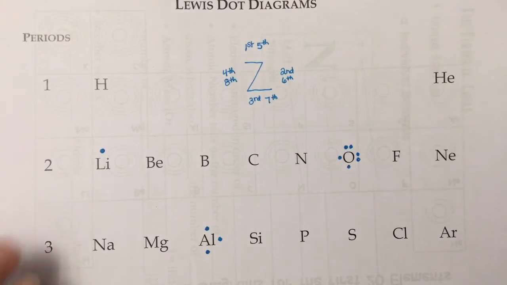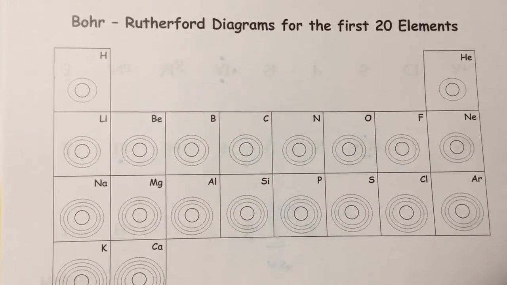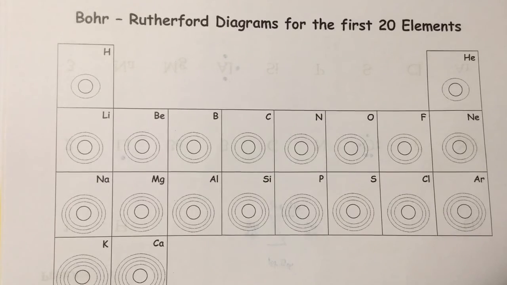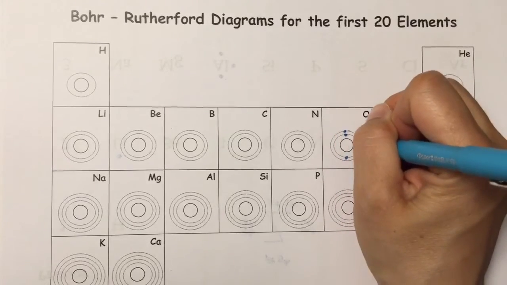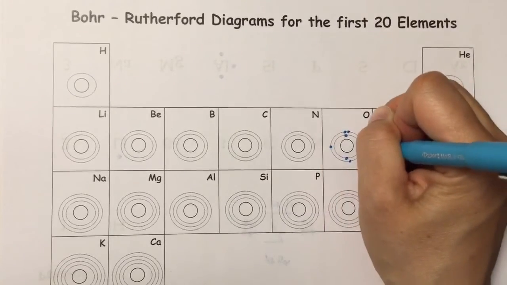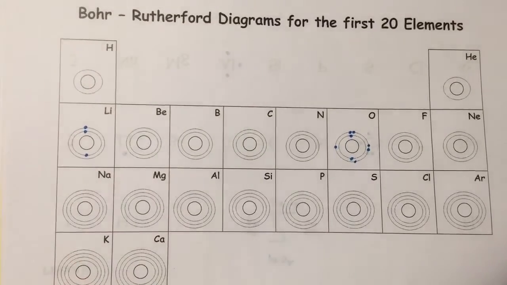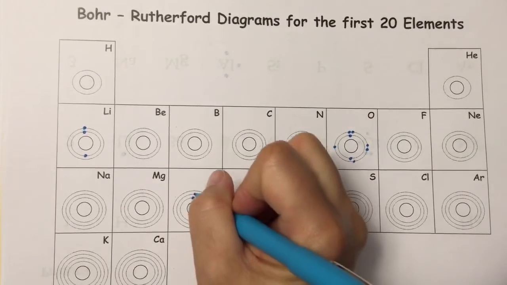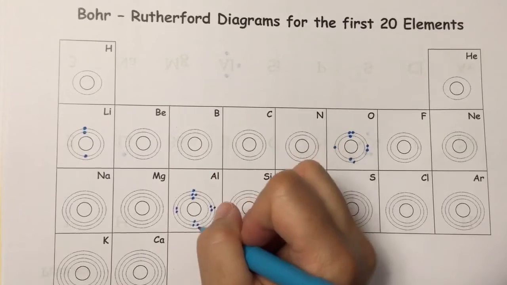The other thing I want you to try is Bohr diagrams. So we're only worried about the first 20 elements in grade 9 and grade 10. And we've already done some of these already, right? We did oxygen, so we have 1, 2, 3, 4, 5, 6, 7, 8. And we did lithium, 1, 2, 3. And then we also did, what was the other one that we did? My mind just drew a blank. And we also did aluminum. So 1, 2, 3, 4, 5, 6, 7, 8, 9, 10, 11, 12, 13.